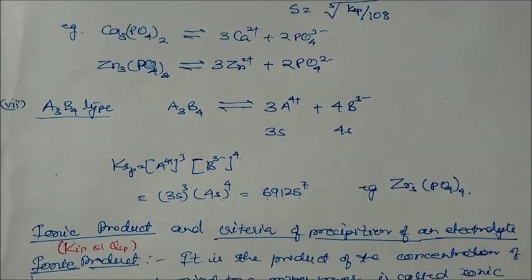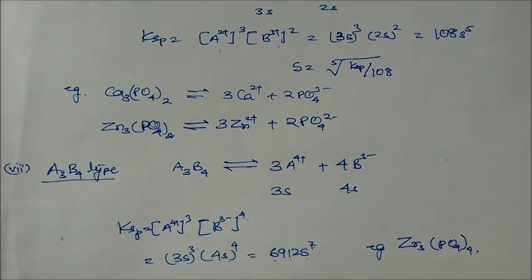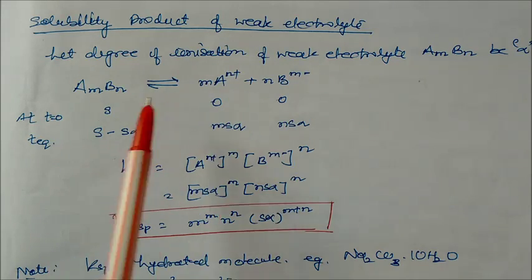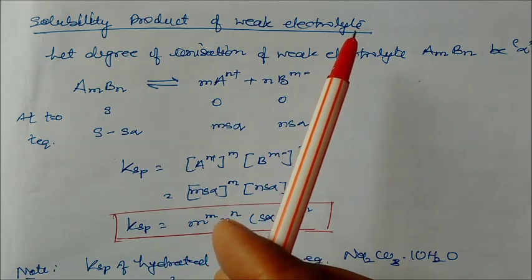Now we'll see ionic product, precipitation, and the solubility product. That is the difference between the KIP and the KSP of the solubility products. So we'll see one more thing: solubility product of the weak electrolyte.